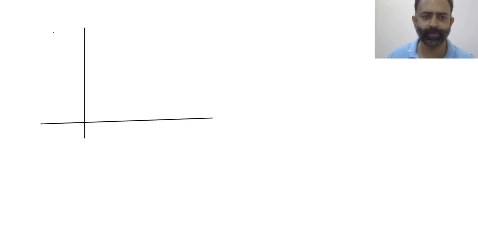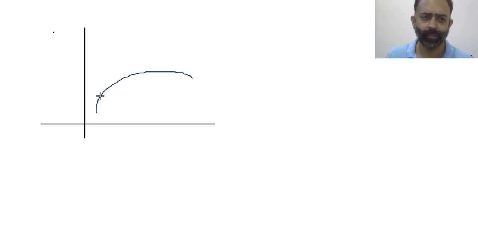Suppose you have been given, let us say, this is the y-axis, this is the x-axis, and a curve is given to you like this. There is a point P on this curve, and I'm calling their coordinates x comma y. And there is another point Q on this curve whose coordinates are, let us say, x1, y1, and this is x2 comma y2.